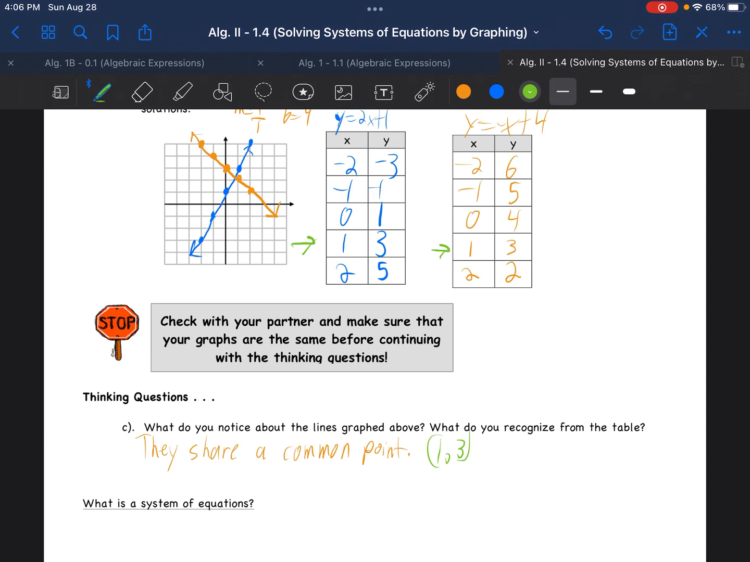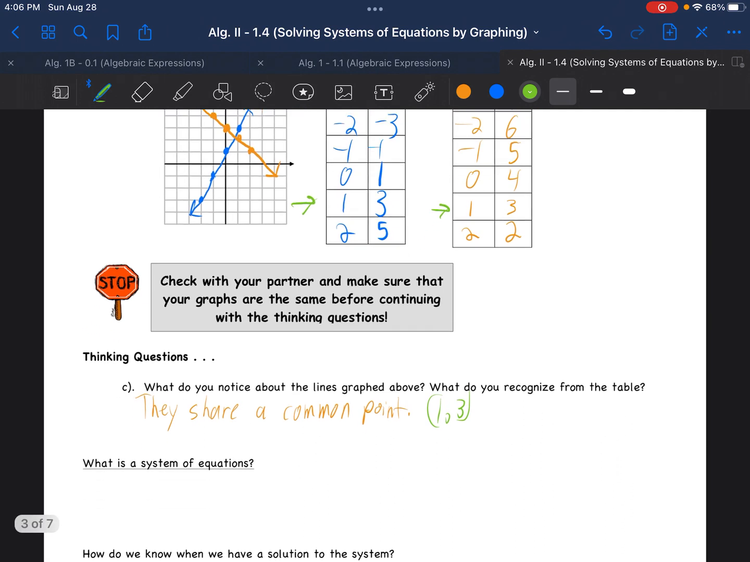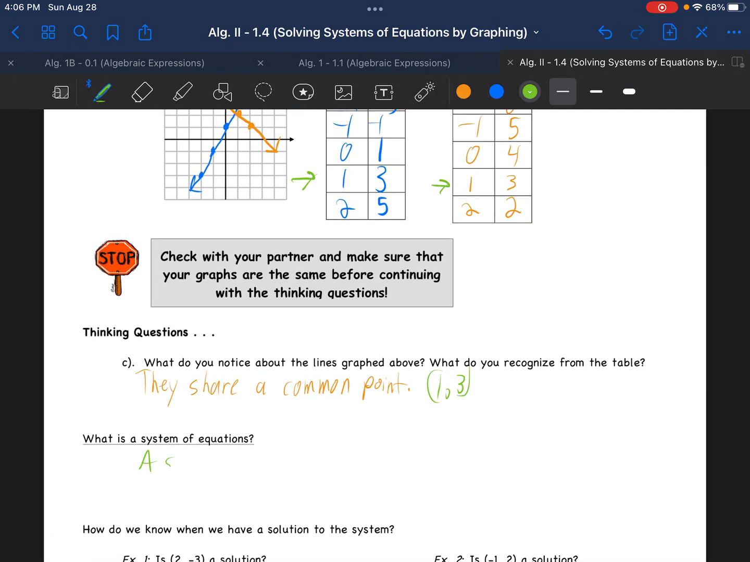That leads us to this idea of a system of equations. A system of equations is a set or collection of equations that you deal with, or work with, all at once, at the same exact time.